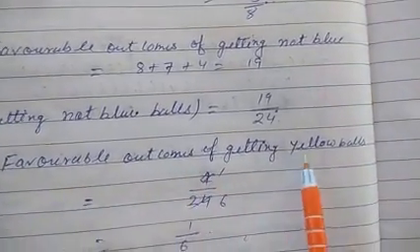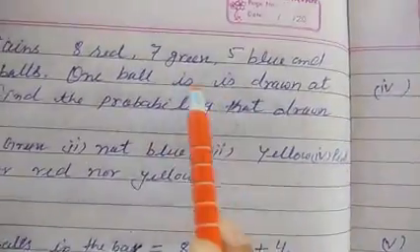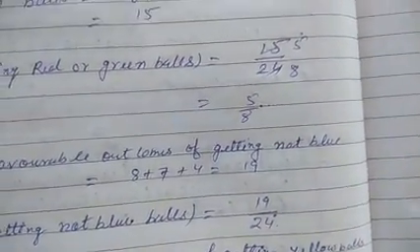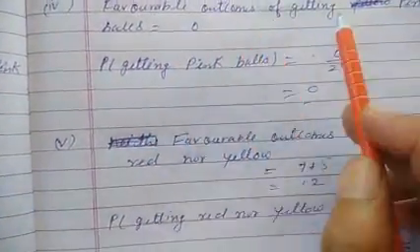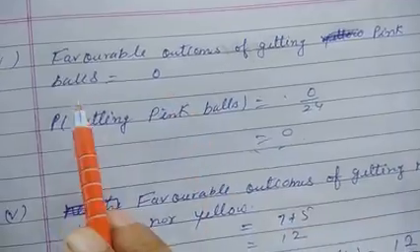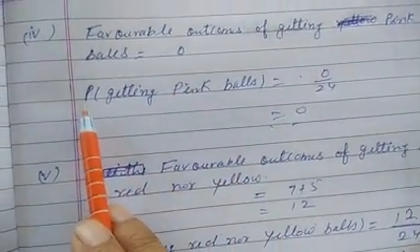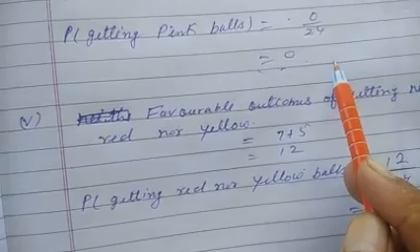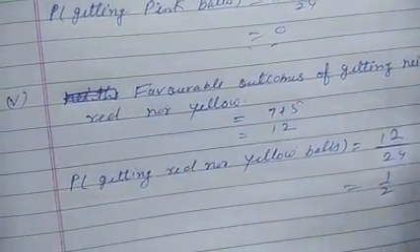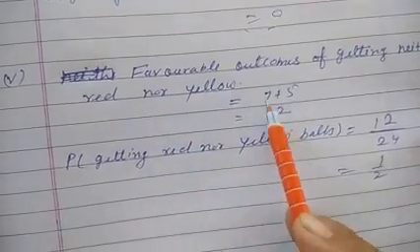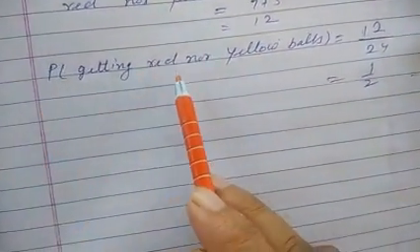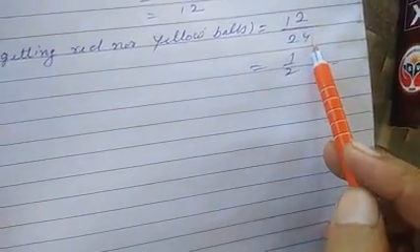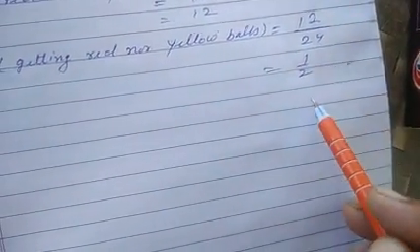The favorable outcomes of getting yellow balls. There are 4 yellow balls. So it means 4 by 24. 4 sixes are 24, 1 by 6 it will come. The favorable outcomes of getting a pink ball: there are no pink balls, so the favorable case is 0. The probability of getting a pink ball is 0 by 24, which is 0. The favorable outcomes of getting neither red nor yellow: 7 plus 5 is 12. The probability is 12 upon 24. 12 ones are 12, 12 twos are 24. It will come 1 by 4.